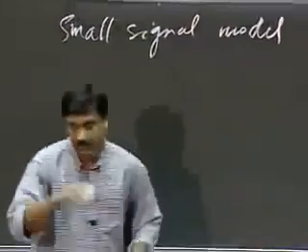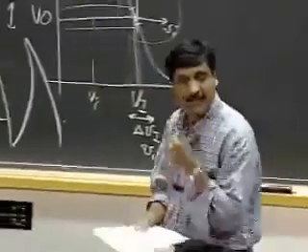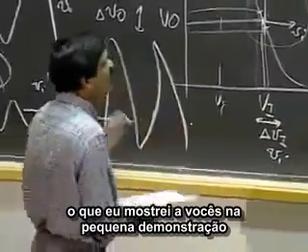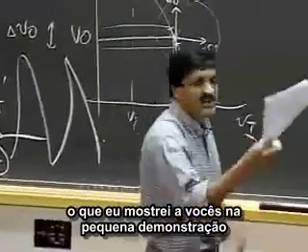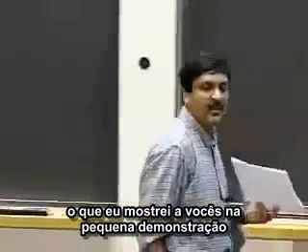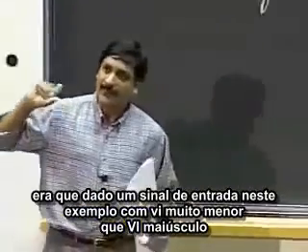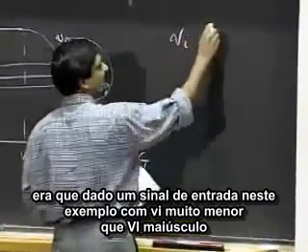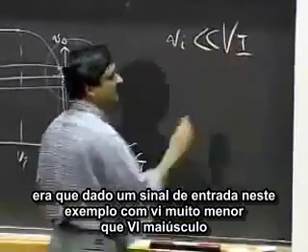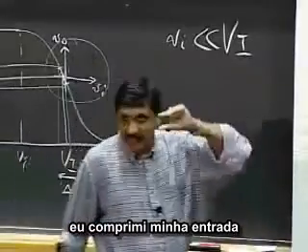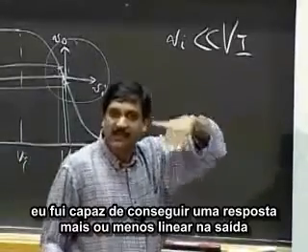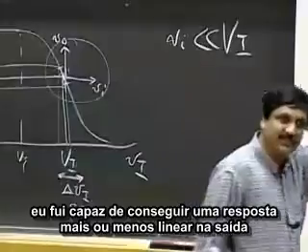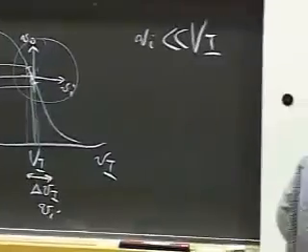So page 5. All right. So what I showed you in the little demo was that, provided the signal input, in this example, small vi was much smaller than capital VI, as I shrank my input, I was able to get a more or less linear response at the output.